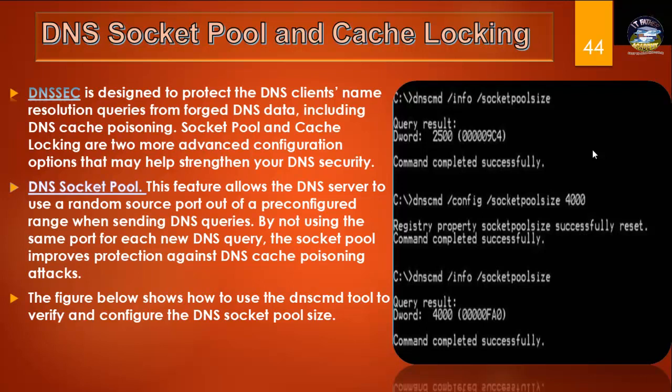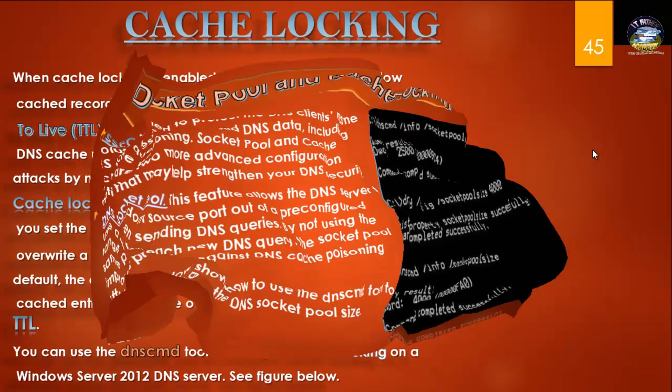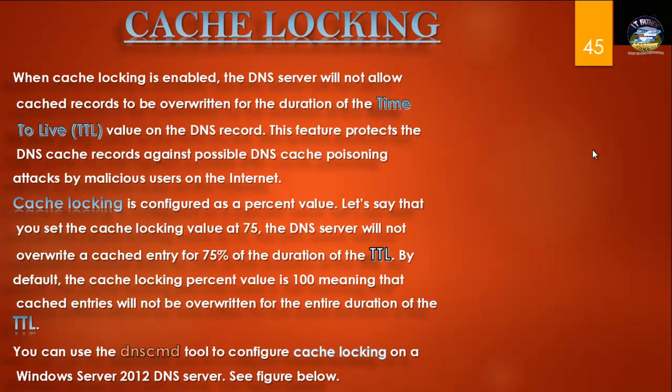So cache locking. When cache locking is enabled, the DNS server will not allow cached records to be overwritten for the duration of the time to live value on the DNS record. This feature protects the DNS cache records against possible DNS cache poisoning attacks by malicious users on the internet. Cache locking is configured as a percent value. Let's say that you set the cache locking value at 75. The DNS server will not overwrite a cached entry for 75% of the duration of the time to live.